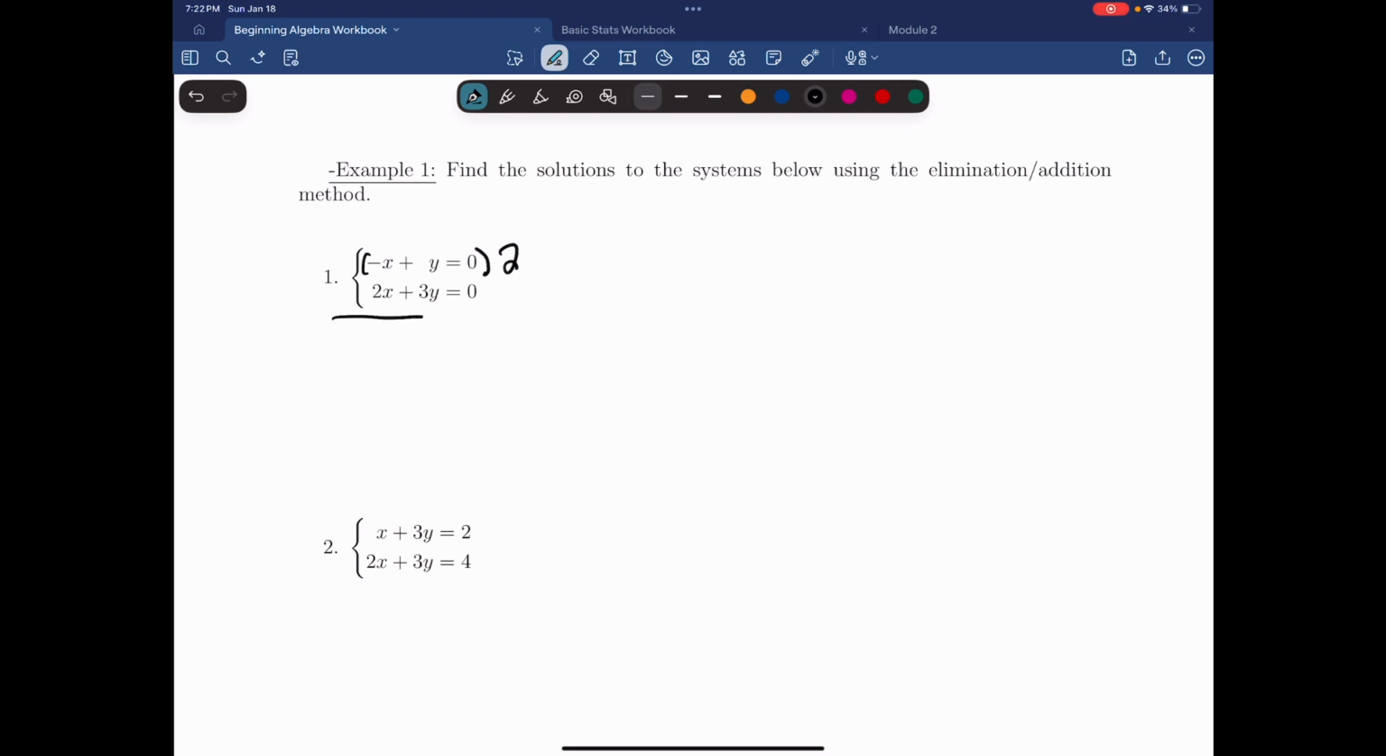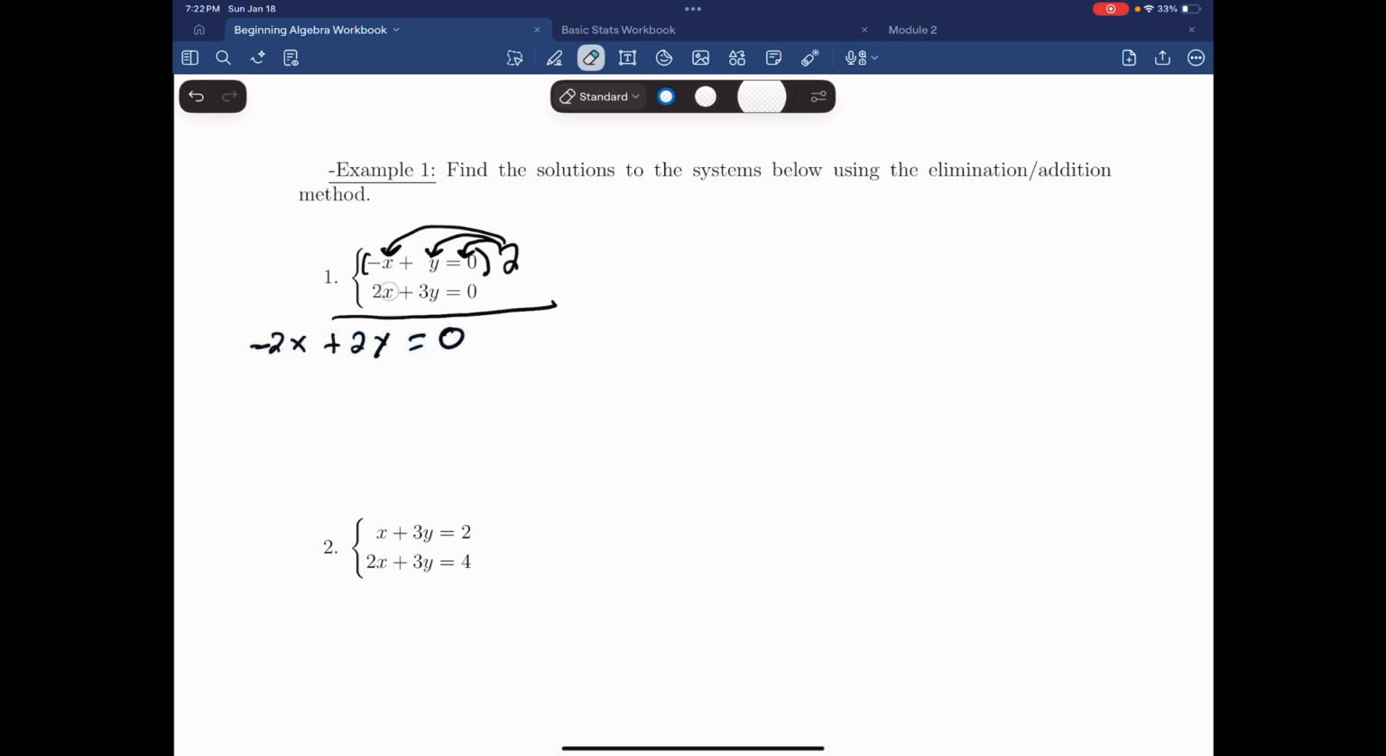But let's distribute this 2 to the whole equation, so every single term within the equation. So we get negative x times 2, or negative 2x. And then 2 times y is just 2y, so we're going to add 2y. And 2 times 0 is still 0. And then we're going to bring down the second equation just as it is because we didn't multiply anything to it. So I'm going to carry down that 2x plus 3y equals 0.